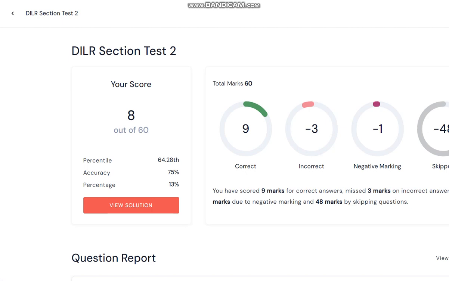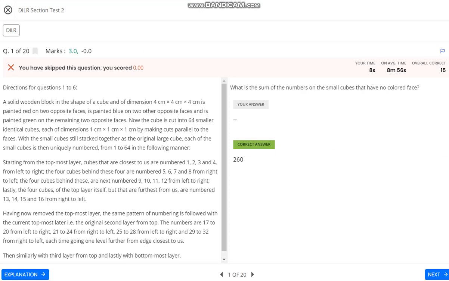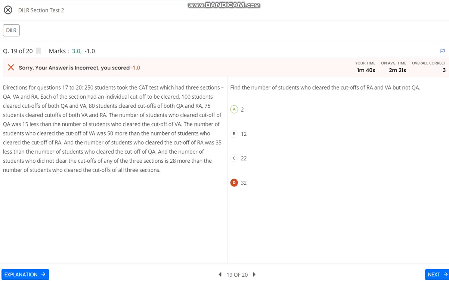Oh, one is incorrect. Let me check which one it is. The 19th was incorrect. Oh, it was RA and VA both, but not QA. So the answer will be 2 only, right? Sorry.